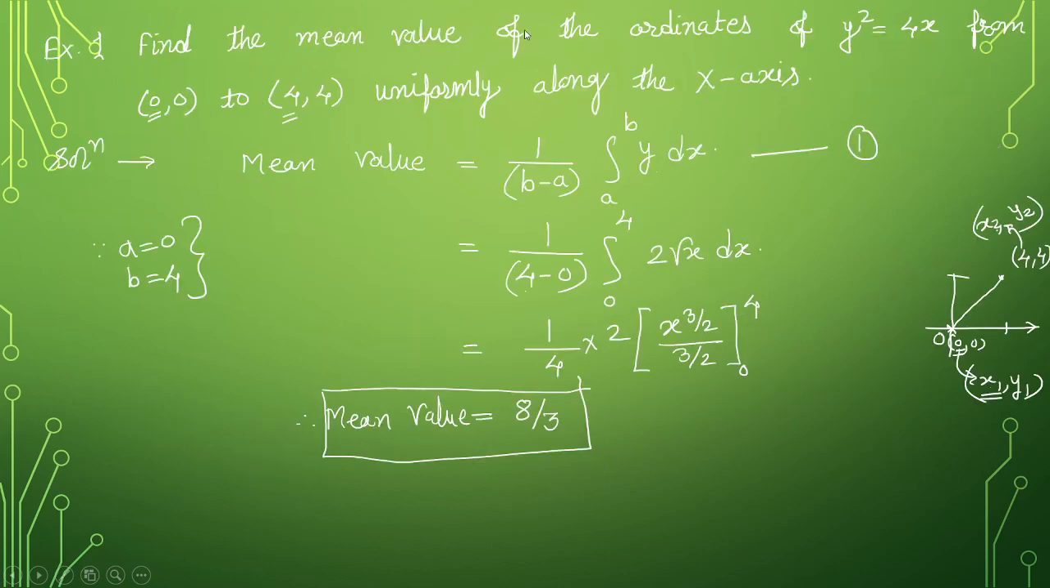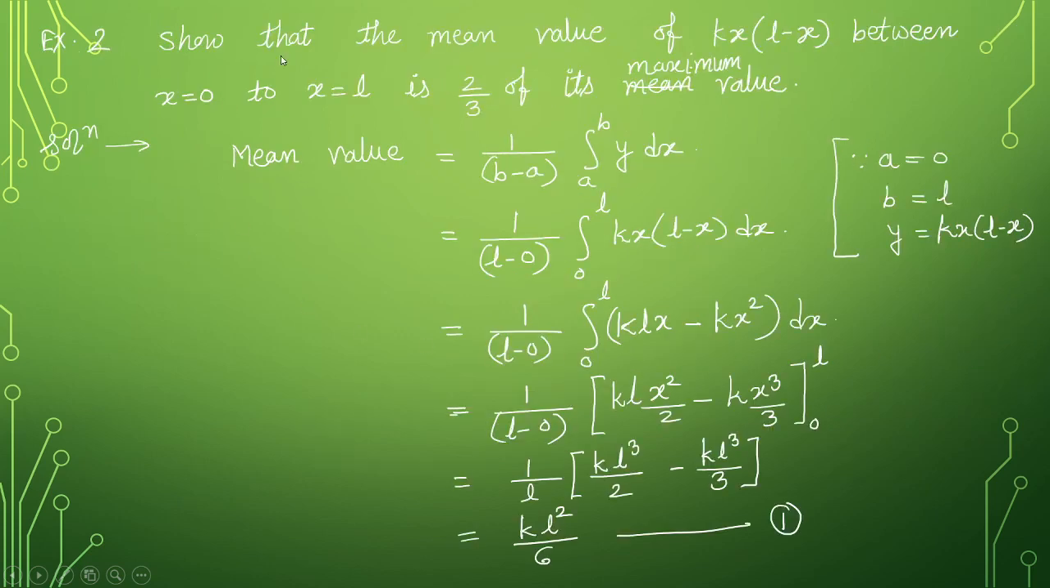Now find the mean value of the ordinates of y square equal to 4x. This is the parabola from 0, 0 to 4, 4 uniformly along the x-axis. Now here we have to find the mean value. Therefore we write down the formula for mean value. Now here we decide the value of x. Because we integrate with respect to x, the limits of x are from 0 to 4. We write down the values, integrate the terms, substitute the upper limit and lower limit, and find the required result.